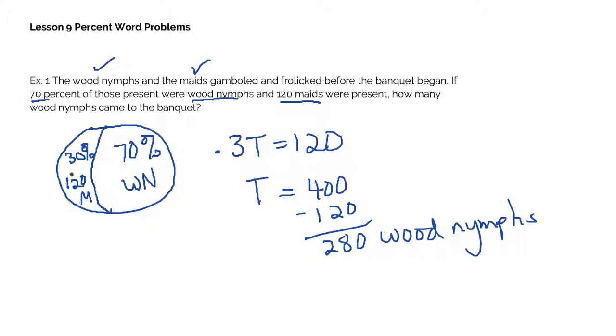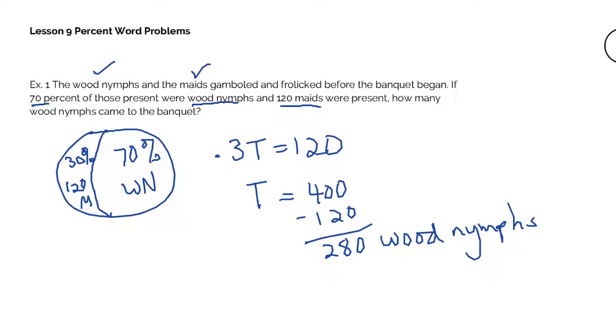Okay, so the circle just helps us. We need two pieces of information to do the problem. We have the maids and we have the 70%, but they need to be in the same part of the circle for this to work. So that's just one way to do that kind of problem, is with a circle diagram.